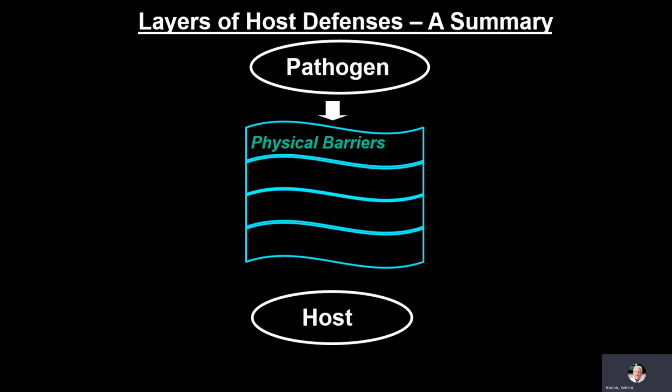The first layer of defense is maybe the most obvious and the one that we give least attention to when we're thinking about how we defend ourselves from infection. They're physical barriers. They're just basic walls of tissue that situate themselves between us and the potential pathogen. Skin is maybe the most obvious of those barriers because it covers the vast majority of the surface area of our bodies.